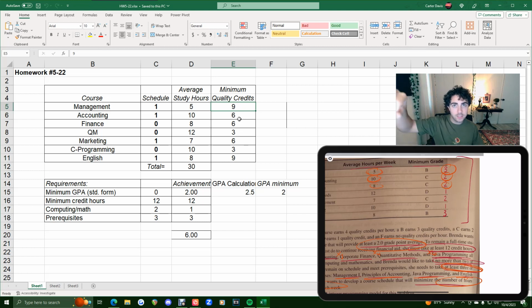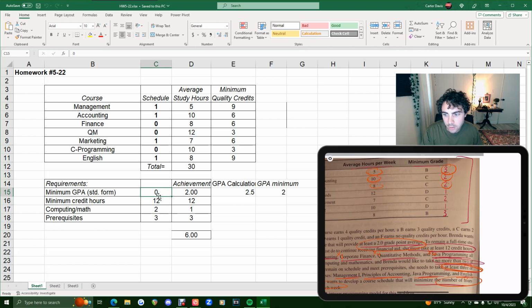The math's still going to work out. If some were 3 credit hours and some were 4 or 5 credit hours, you'd have to take it into account. But in this case, it's kind of pointless in my opinion. Anyway, minimum GPA is a 2. Minimum credit hours 12. They need, so I think these are the minimums here.